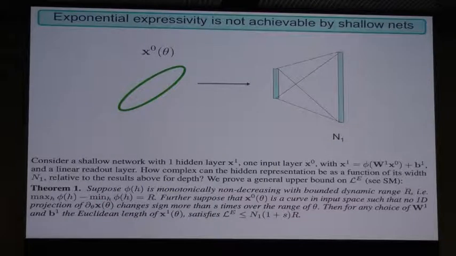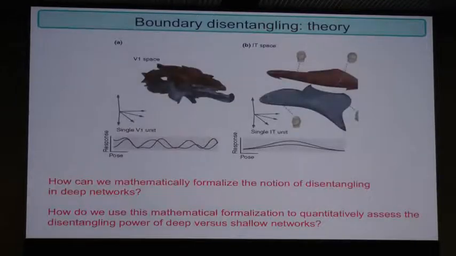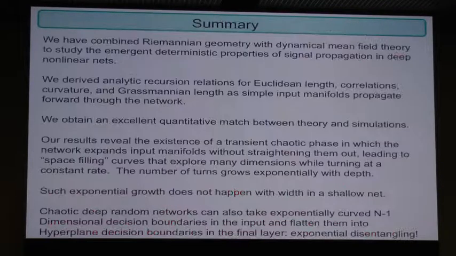Now, the other thing, we prove a deterministic theorem that shows that if you just have a shallow network, the length can at most grow as the square root of the width. So any random deep network can do what no shallow network can do. It doesn't matter how you choose the weights of the shallow network. Okay, so let's skip that, the disentangling.